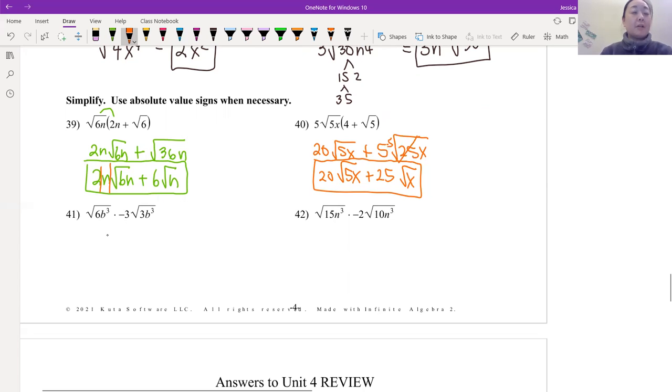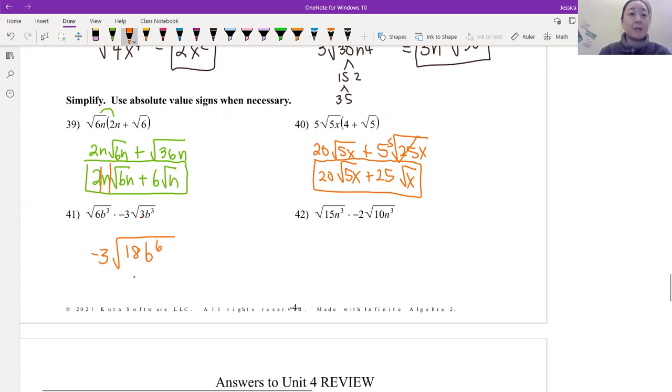Here we have -3 on the outside. And I'm going to go square root of 6 times 3, which is 18, and b to the third times b to the third, which is b to the 6th, right? Not b to the 9th. We're not doing power to a power. We're just multiplying the bases.